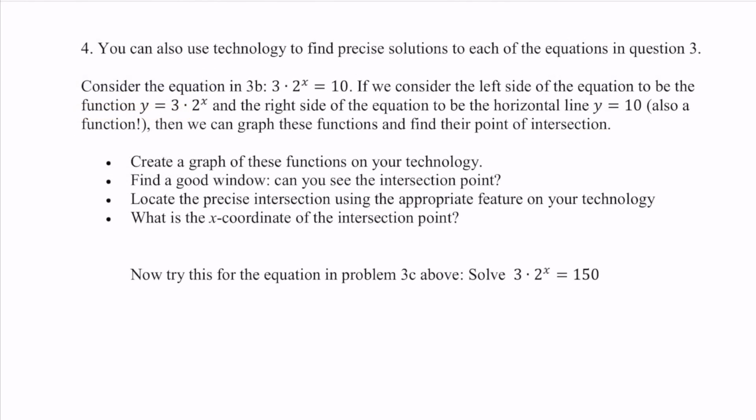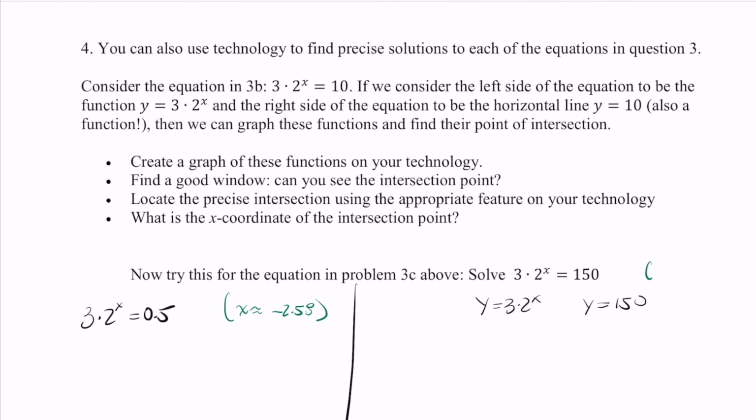Finally, we can also use technology to find precise solutions to each of these equations. Namely, the idea is we want to graph two equations. So if I wanted to solve this, I would graph y equals 3 times 2 to the x and y equals 150. And in fact, I'm going to have you solve this. So let's do both of them, and let's start with this on the left. Let's figure out where exactly we get to 1/2. And remember, our original estimate, we said x is approximately negative 2.58 for this one, and we said x is approximately 5.64 for this one.